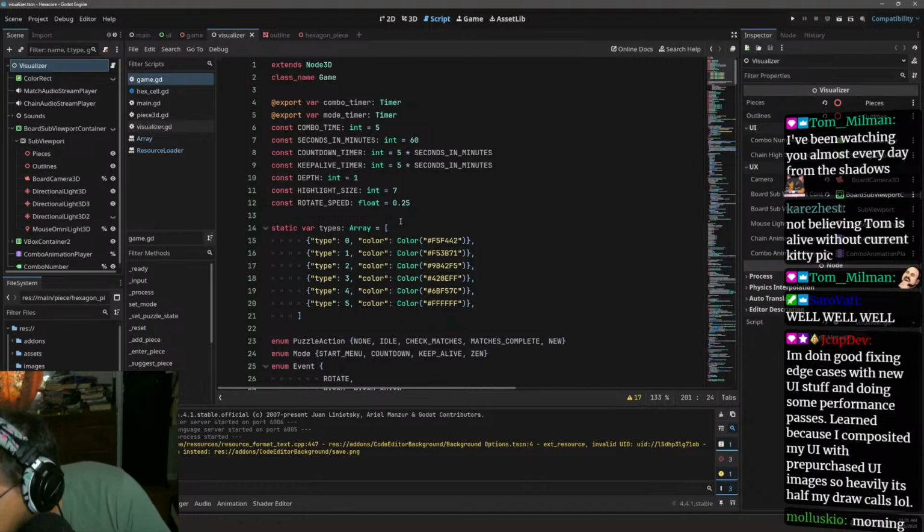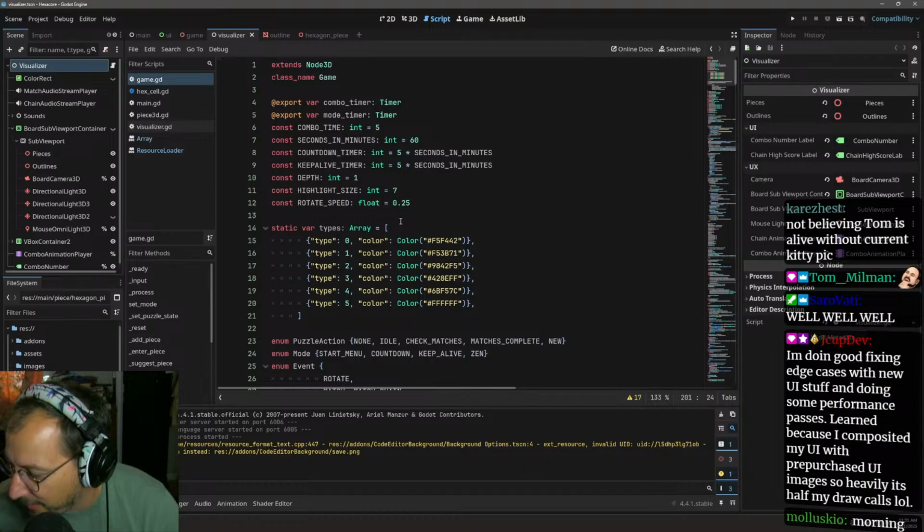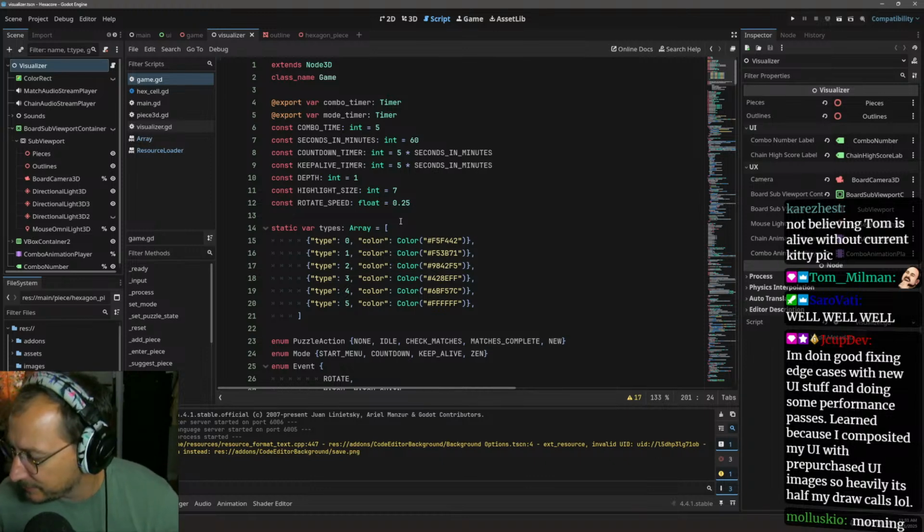Doing good, fixing edge cases with new UI stuff and doing some performance passes. I learned that because I composited my UI with pre-purchased UI images so heavily, it's half my draw calls. Oh no! So you have a whole system that you purchased, not just the actual elements?